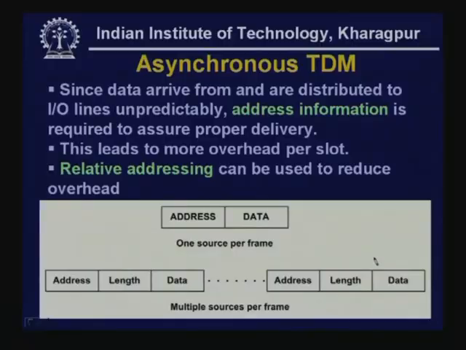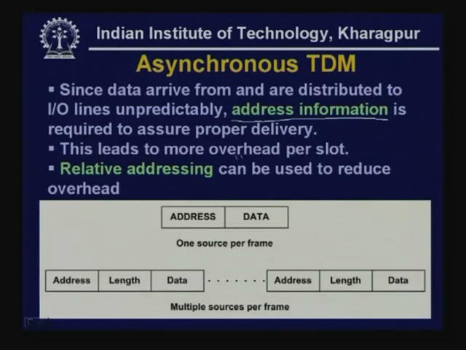That problem has to be overcome by providing address information. Since the data arrive from and are distributed to IO lines unpredictably, that means asynchronously, the address information is provided to assure proper delivery, so that the data can be delivered to the proper destination at the other end. This leads to more overhead per slot. So, what we have to do, apart from data, is send the address.